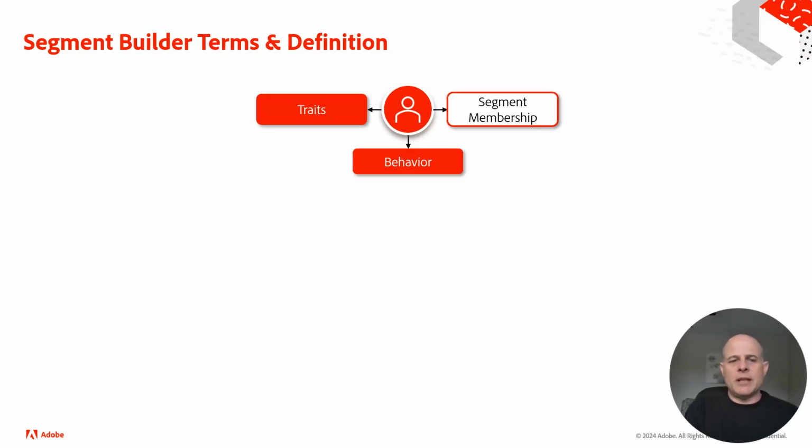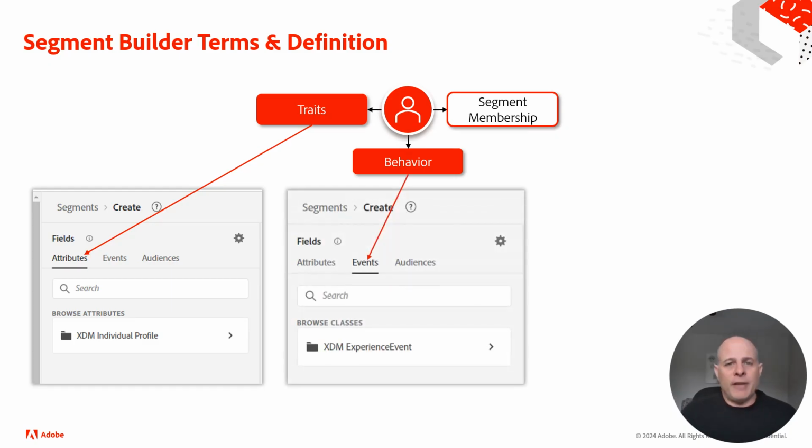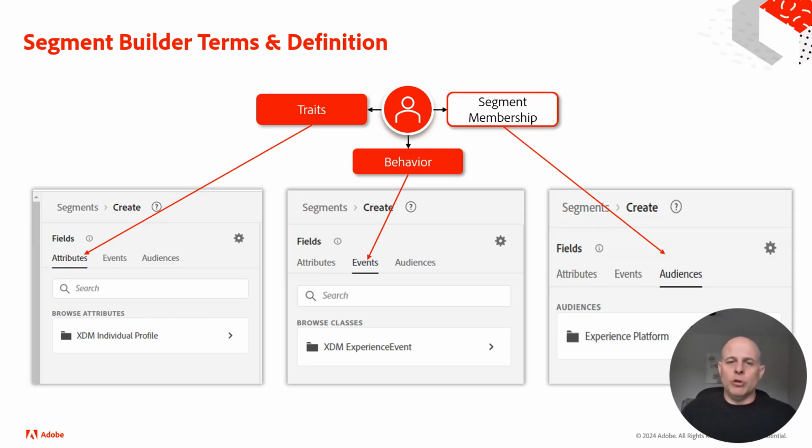Segment Builder terms and definitions. Throughout this area, what we've been talking about are traits and behaviors. When we start to log into the UI, things are defined just slightly differently, and you should be aware that traits, what we're really referring to, are attributes of the profile. Behaviors are events that are coming in. And in the JSON object itself, you'll see something called segment membership. When you look in the UI, you'll see something called audiences. This is just a simple thing to be aware of when you're in the UI.